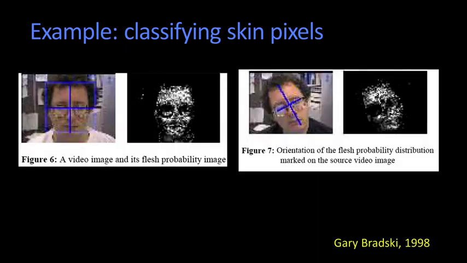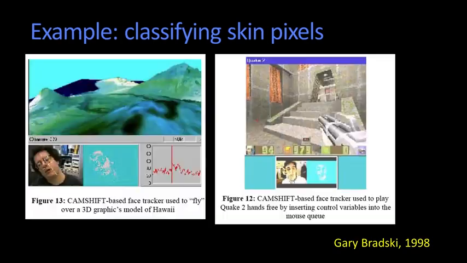And in fact, here's two more pictures showing you the orientation, right? So here it's pretty much straight up. Here he's turned his head. And all it's doing is tracking the skin pixels of his face. That's all. All right? And in fact, Gary made use of this in a cool little tracker.